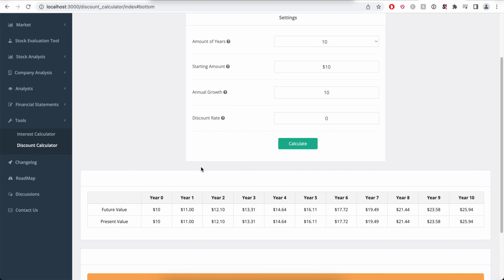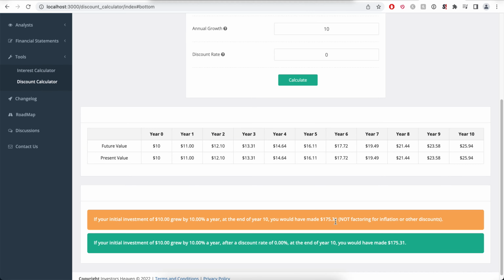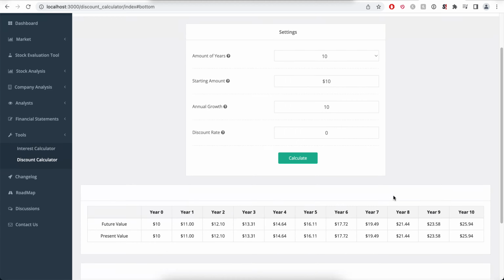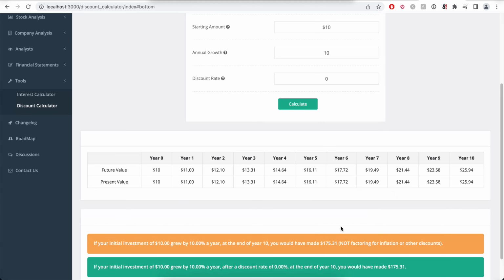Now, this is fine, and you can say that okay, after 10 years with this annual growth, I'm making $175. So it makes sense to pay less than this value because this is what I'm gonna be making, right? So I need to be paying less. But is it okay to be paying, let's just say, $100 or $120?